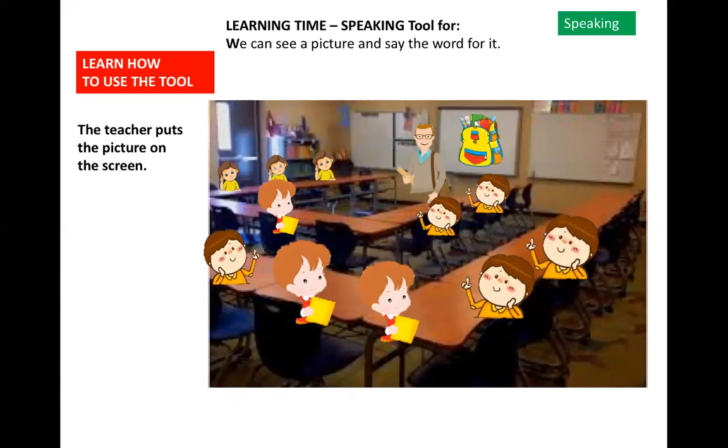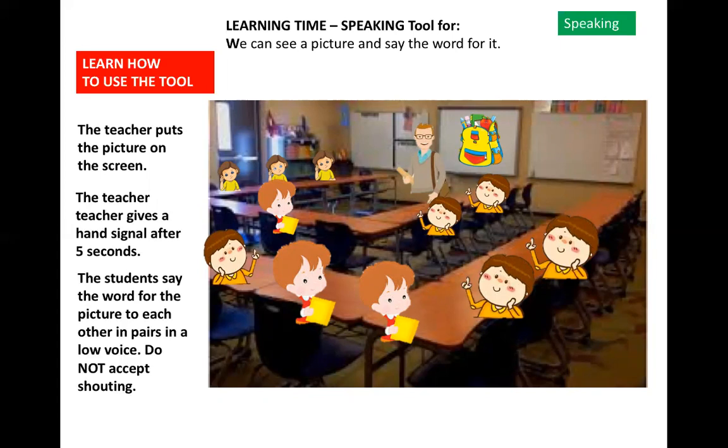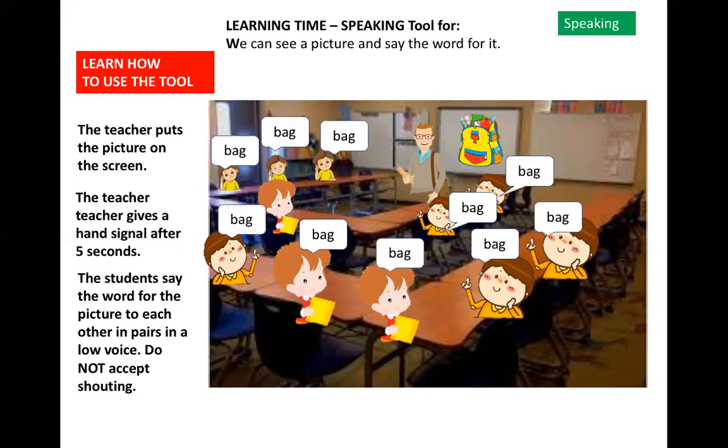Let's have a look at it again. You, as the teacher, put the picture up on the screen, and then count on your fingers like 1, 2, 3, point to the students or signal with the tap of a pencil or show with your hand. And after you give the signal, the students are going to say bag. Got it? All right, that's a tool.